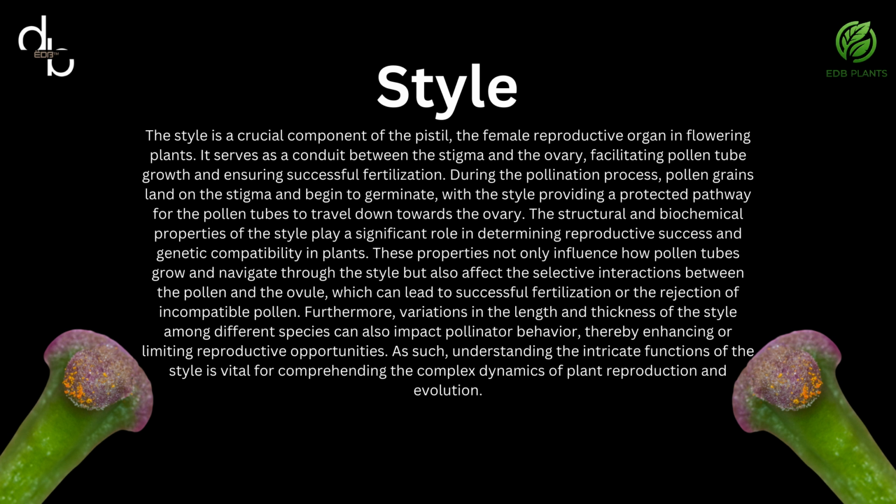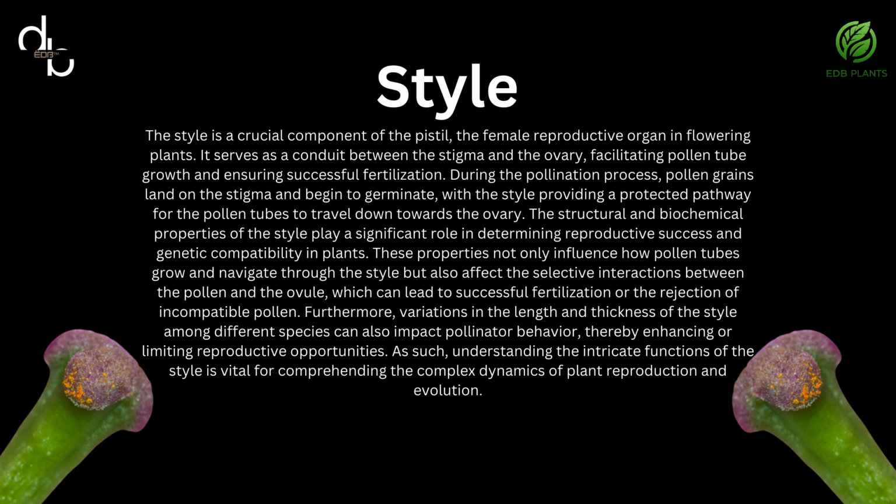The structural and biochemical properties of the style play a significant role in determining reproductive success and genetic compatibility in plants. These properties not only influence how pollen tubes grow and navigate through the style, but also affect the selective interactions between the pollen and the ovule, which can lead to successful fertilization or the rejection of incompatible pollen.